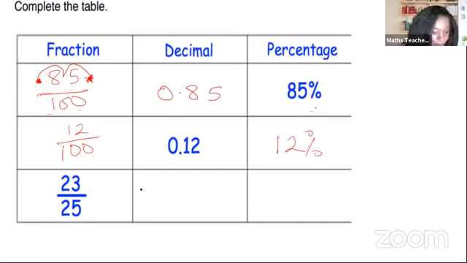And so the last one here, we have 23 over 25. You know that if you have to change something to a percentage, it has to be out of 100. So you can tell your child, what can they multiply by 25 to get 100? Or how many lots of 25 will give you 100? They tell you four lots, okay? So we have 100 at the bottom because four lots of 25 or 25 lots of four will give us 100.